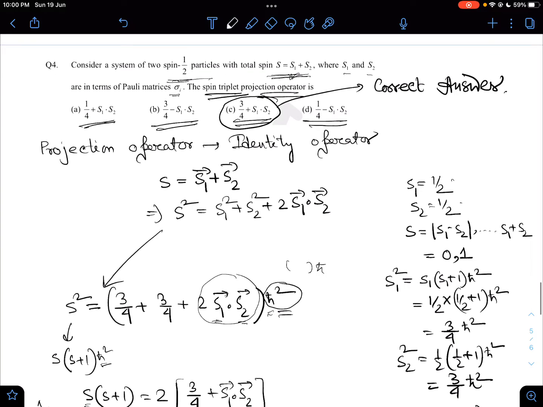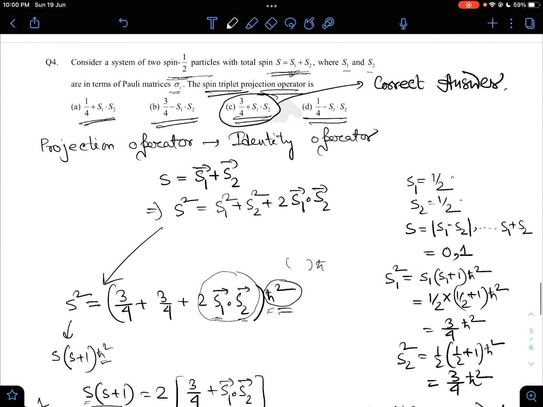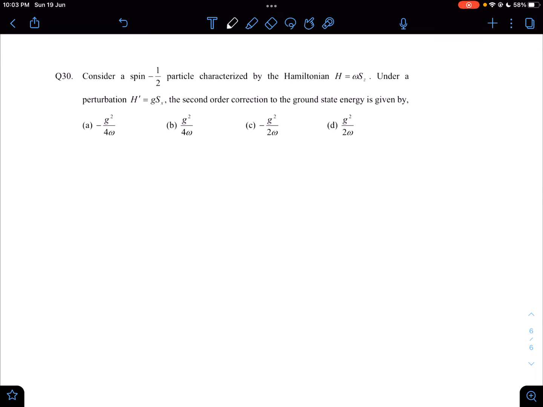Okay, so this is our fourth problem. Now we will move to the fifth and last problem of today's video, as well as the last problem of this lecture series on quantum mechanics.